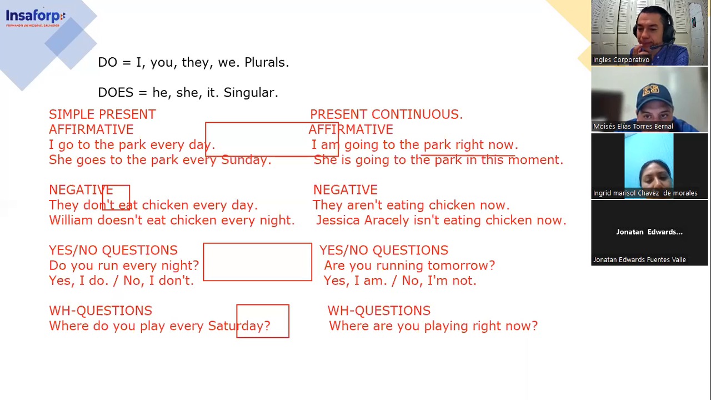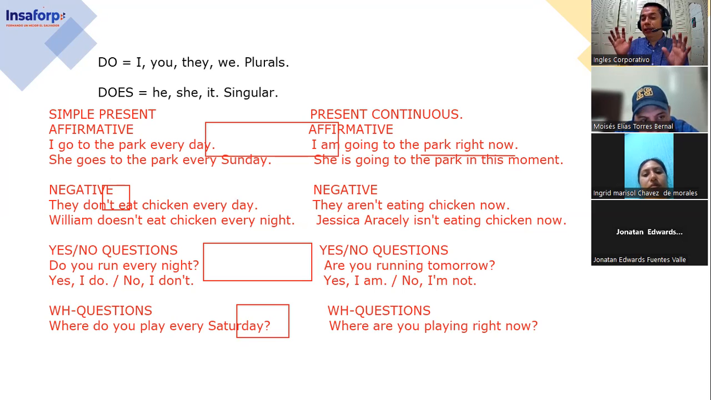Teacher. Jonathan. Una duda, el simple present es algo que hago frecuentemente, o sea, lo hago o no lo hago, pero es una cuestión de frecuencia. Es correcto, Jonathan. Y el continuo es algo que se está dando en el momento, que es progresivo, que quiere decir que en el momento que estoy hablando está ocurriendo. Por ejemplo, ahorita usted me está hablando, ¿verdad? En este momento está ocurriendo.